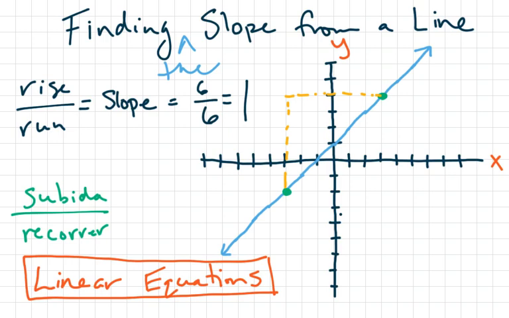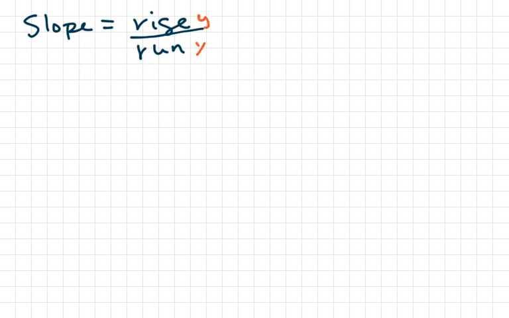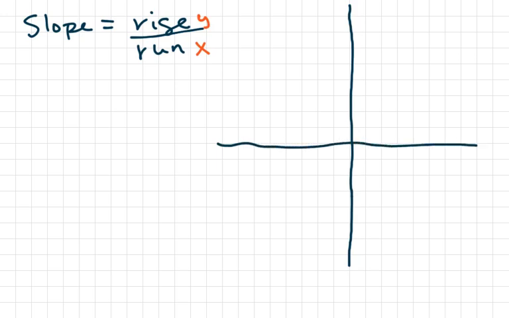Okay, let's go to another page. We've got our graph paper. I want to start with slope equals rise over run. So this is our Y over our X. Now let me draw a graph. This is an example from your worksheet.